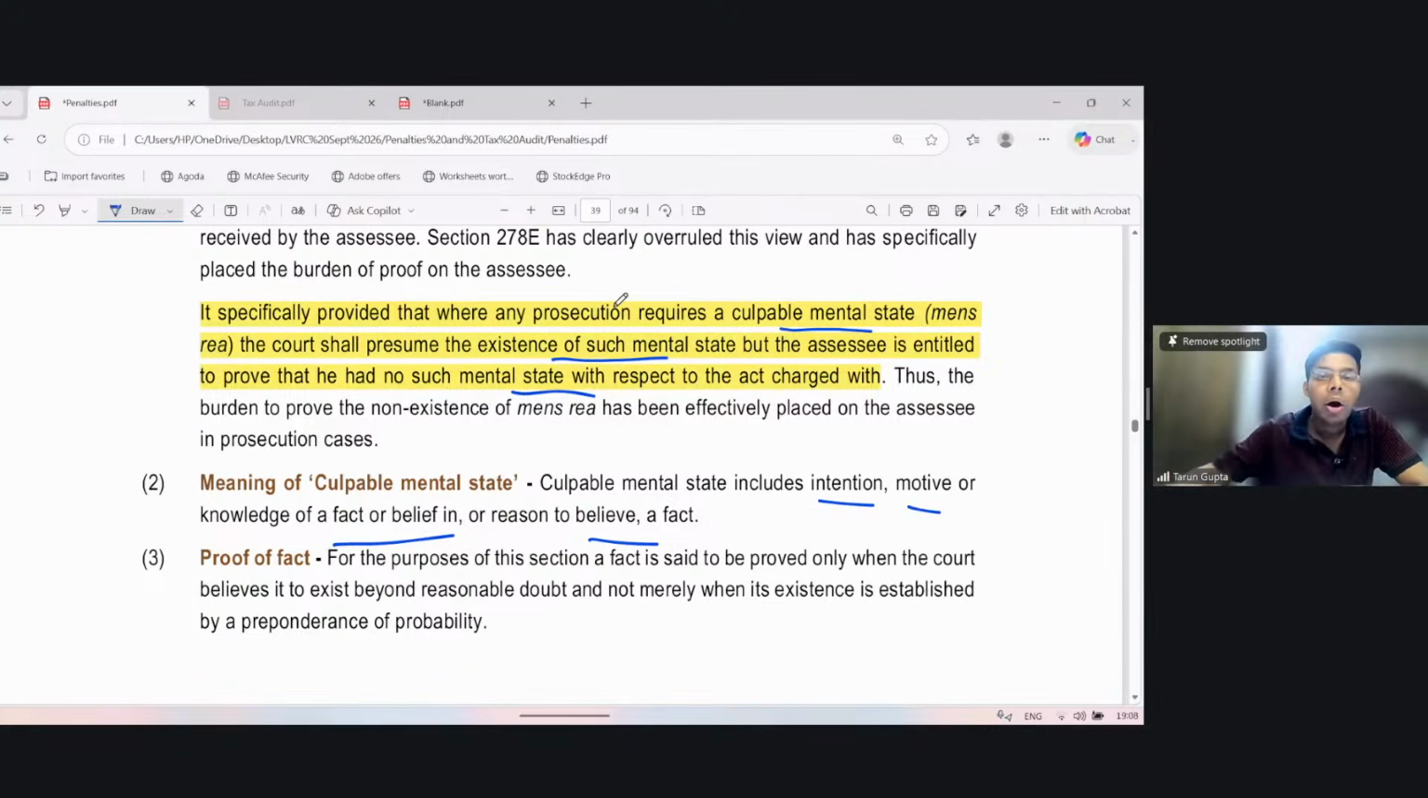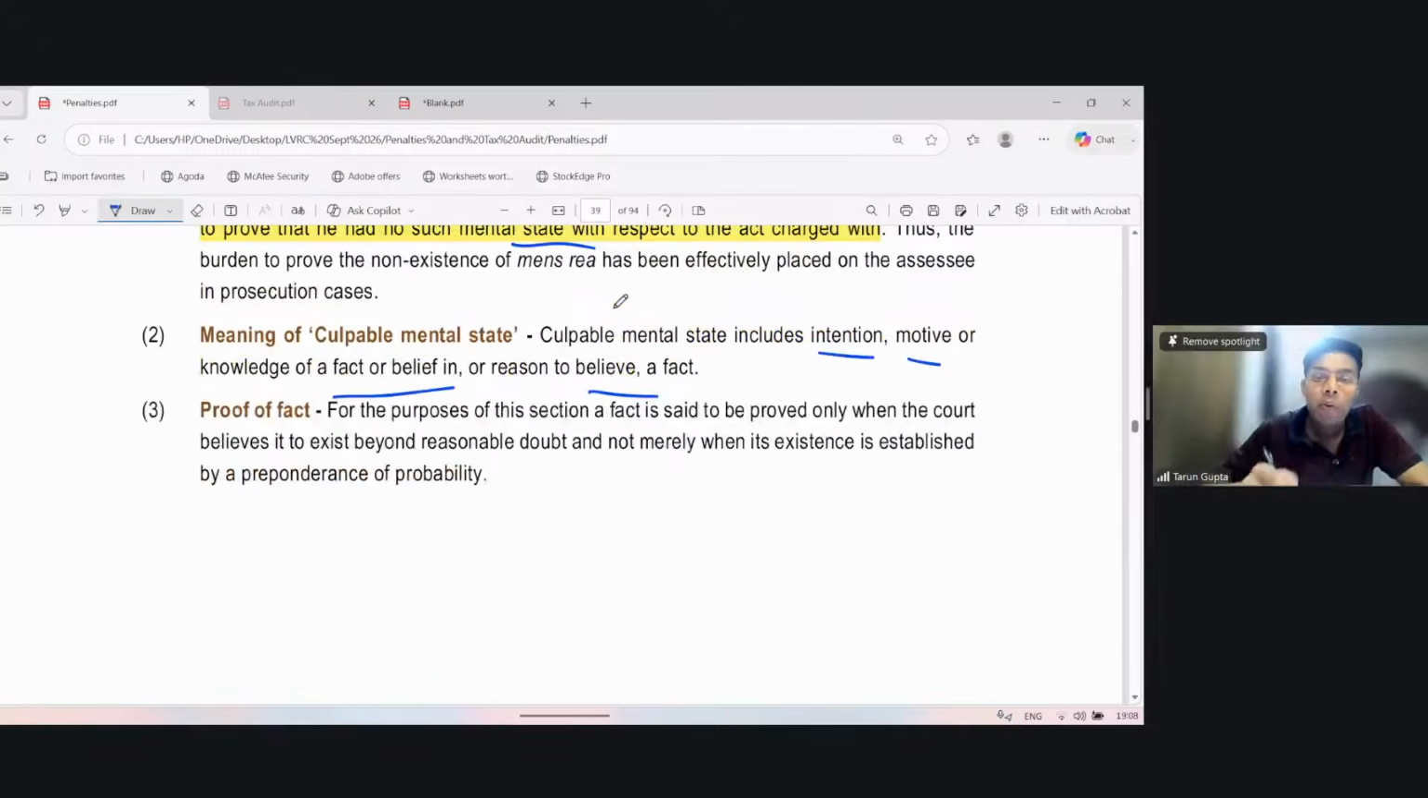Also see how the assessee can prove. It says, for the purpose of this section, a fact is said to be proved. Because the assessee has to prove such a fact, that it does not have a culpable mental state. Such a fact is said to be proved only when the court believes it to exist beyond reasonable doubt, and not merely when its existence is established by a preponderance of probability. So, the court has to be satisfied of the existence of such fact beyond reasonable doubt and not on the basis of probability. Okay.